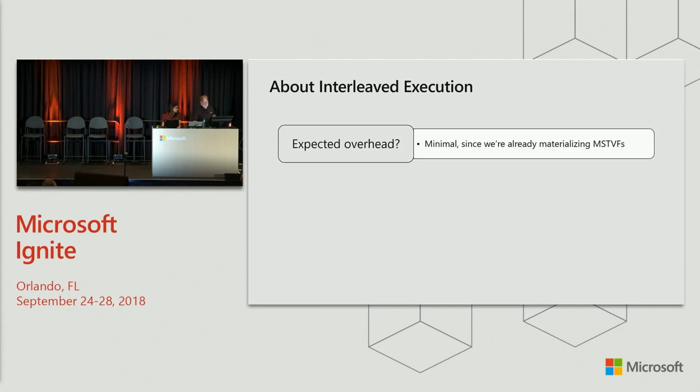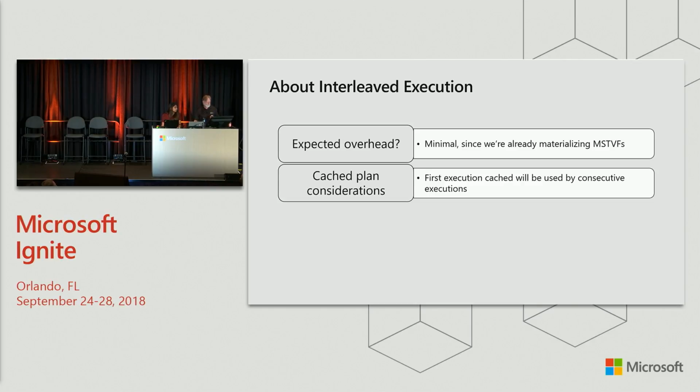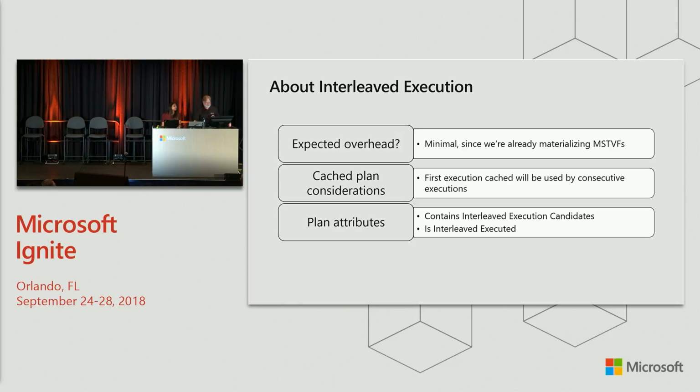Expected overhead is minimal. We're already materializing the multi-statement table value function, so as we accumulate the results, we have it in an in-memory store that looks like a table. So we've materialized it, and so we're just looking at that materialization to see how many rows it actually has. Cache plans: the first execution of a plan will be cached and it'll be used by subsequent executions. So you can end up with parameter sniffing type of issues.